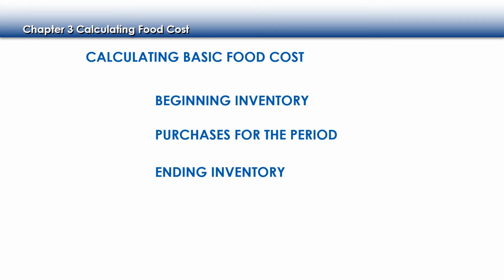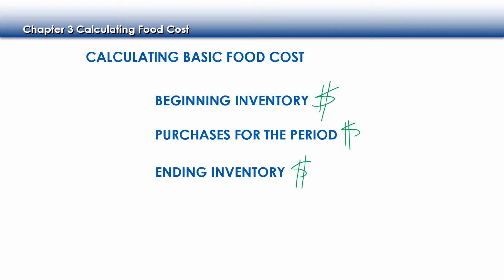So we can look at our inventory. We can actually calculate a dollar amount for our beginning inventory, what we have in storage. We can look at all the purchases for that particular period that we're looking at. And then at the end, when we look at what's in our ending inventory, it helps us identify what product we actually used to produce food during that period.